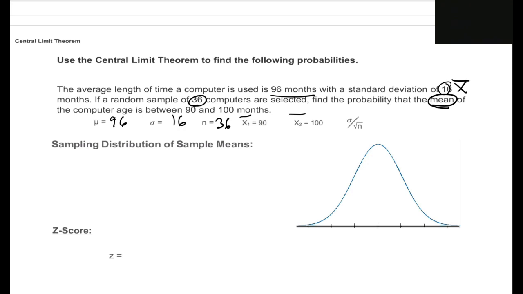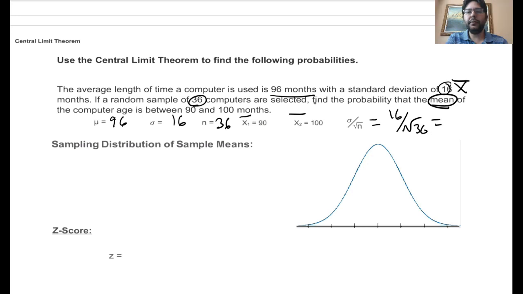So now we're going to go ahead and calculate sigma divided by square root of n. Square root of 36 is just going to be 6, so I have to do 16 divided by 6 basically. And I get 2.7. I'll just round it to 2.7.